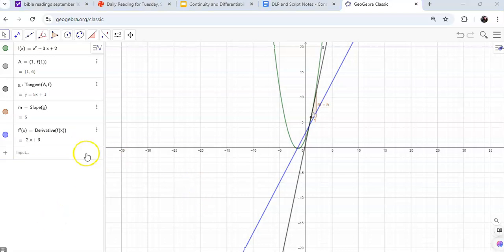Now let's investigate the output of the derivative command in GeoGebra. So after typing derivative of f of x, we got the linear function 2x plus 3, which represents the slope of the tangent line at any point x on the given polynomial. The x coordinate in this derivative function corresponds to the x value in the original polynomial, right? And the y-coordinate of the derivative function gives the slope of the tangent line at that x value.